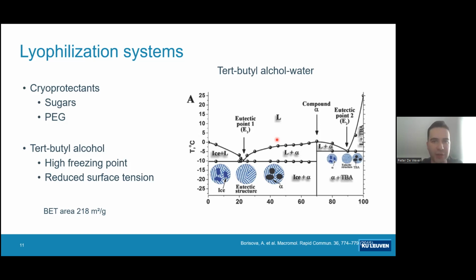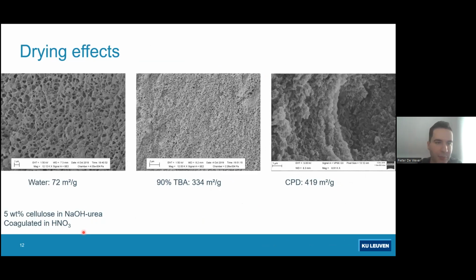But what is particularly interesting in freeze drying are combinations of tert-butyl alcohol and water, as these mixtures upon freezing can form some very interesting morphologies. Around 20 to 19% TBA in water, there is a eutectic structure which forms, and generally, under these conditions, it has been noted that this leads to much better retention of the porosity of the material. In our case, this boosted the surface area of the gels to 218 square meters per gram. We also tested this in the past on cellulose beads which were fabricated in sodium hydroxide urea systems.